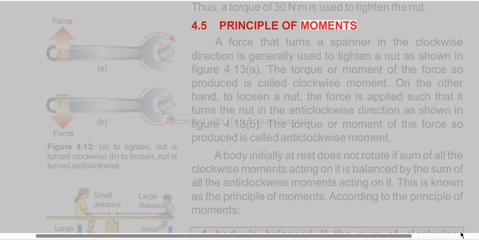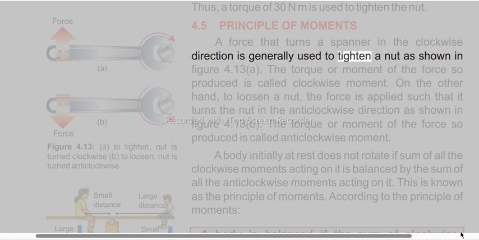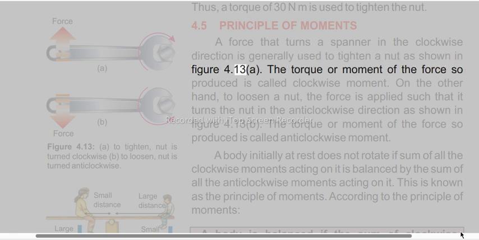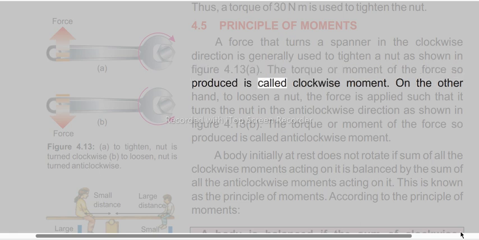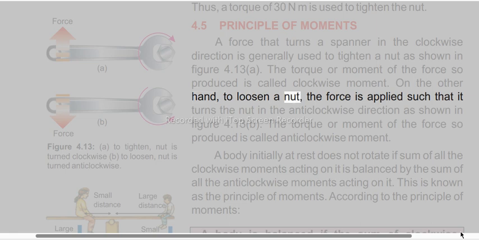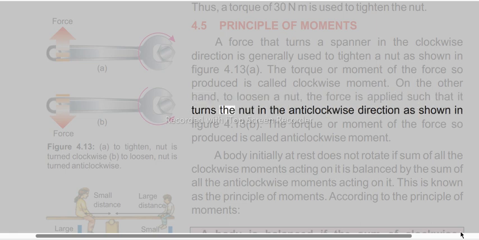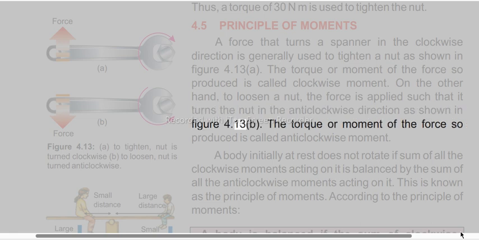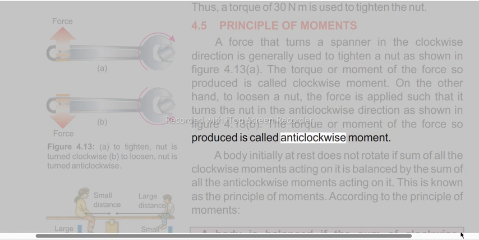4.5 Principle of moments. A force that turns a spanner in the clockwise direction is generally used to tighten a nut as shown in figure 4.13a. The torque or moment of the force so produced is called clockwise moment. On the other hand, to loosen a nut, the force is applied such that it turns the nut in the anticlockwise direction as shown in figure 4.13b. The torque or moment of the force so produced is called anticlockwise moment.